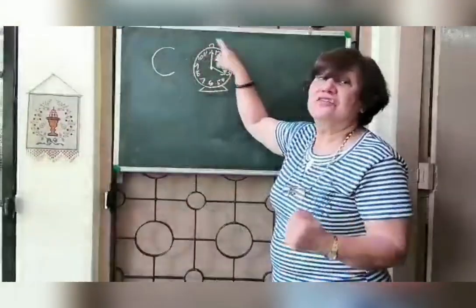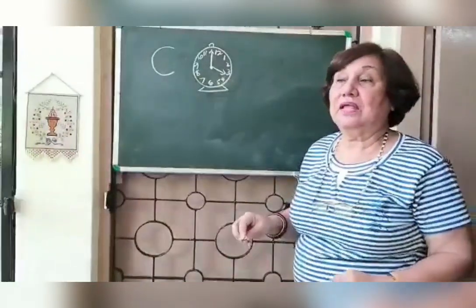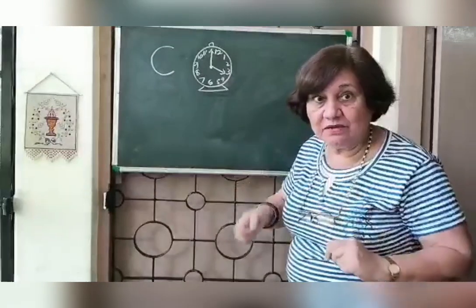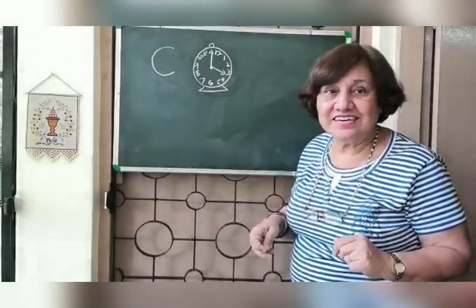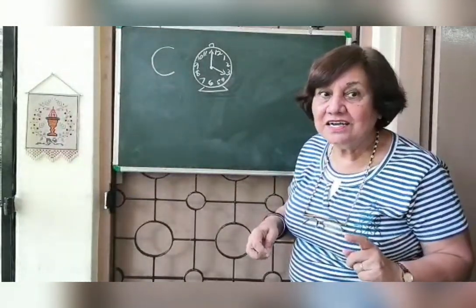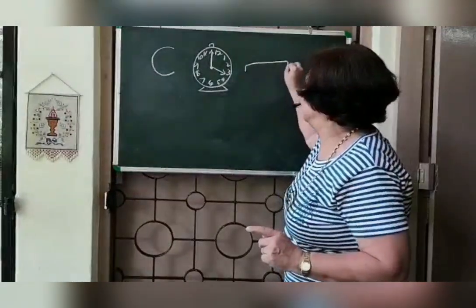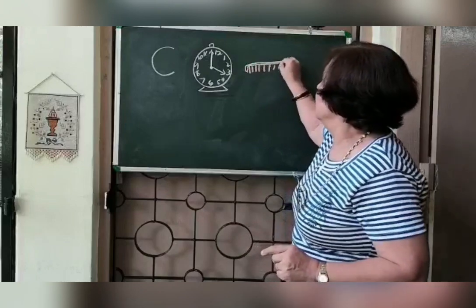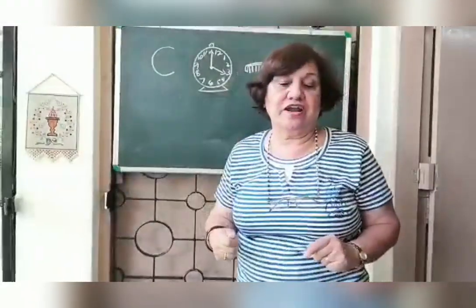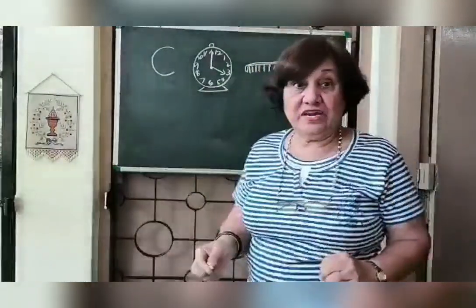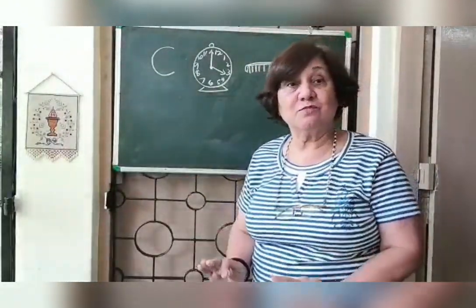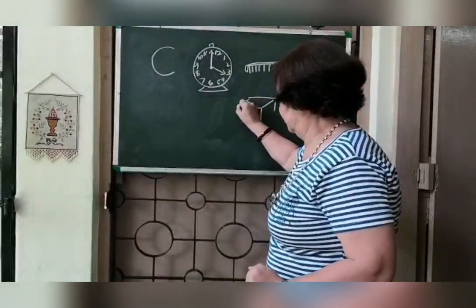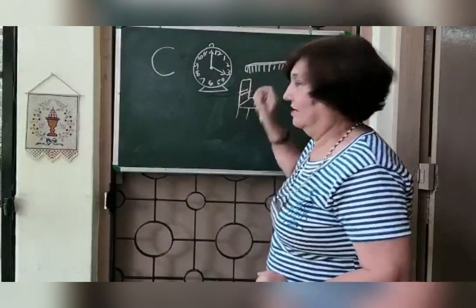And a clock is round. You see the time in it. When you go to school, mommy combs your hair with it. Can you tell me what it is? You got it. Yes. C for comb. That's it. And what does mommy do with this comb? Mommy combs your hair. And when you go to school, you have a small chair to sit on. C for chair. Okay?